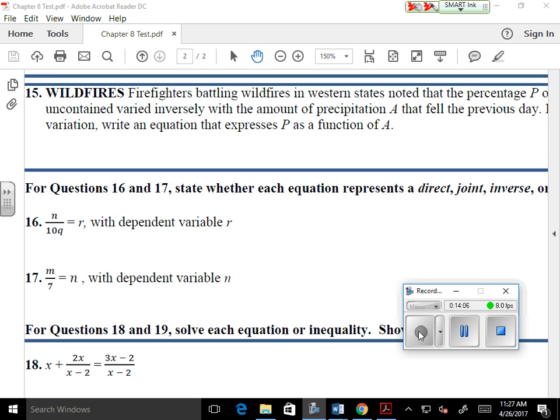Number 15, the percentage of wildfires that are uncontained varies inversely with the amount of precipitation. What that means is there are more uncontained fires when there's less precipitation, and fewer uncontained fires when there's more precipitation. So that's how they vary inversely. So if we want to write an equation that expresses P, the percentage of fires, as a function of A, then P would be equal to K, your constant, over A. That would be P as a function of A.